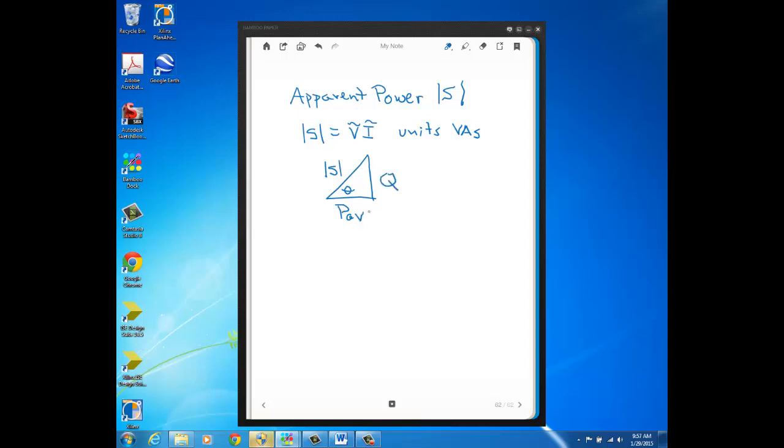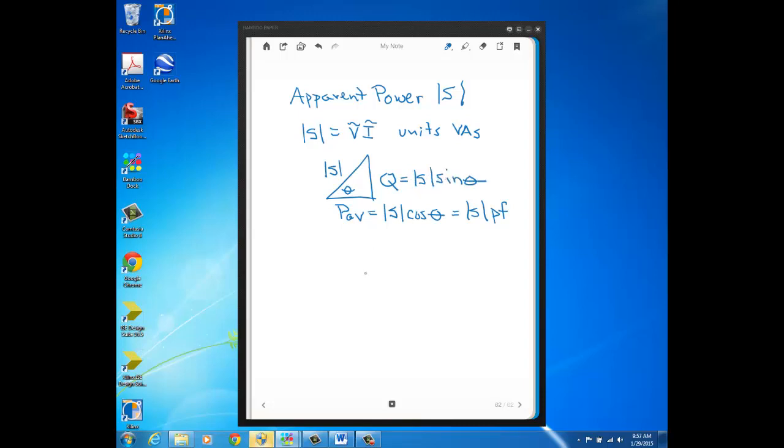Okay, we already have at least 3 equations for P average, but another one comes from basic trig. Since the hypotenuse here is apparent power, P average is just equal to apparent power times cosine theta, which is the same as apparent power times power factor. Okay, and we're going to talk more about power factor being cosine theta at the end of this video.